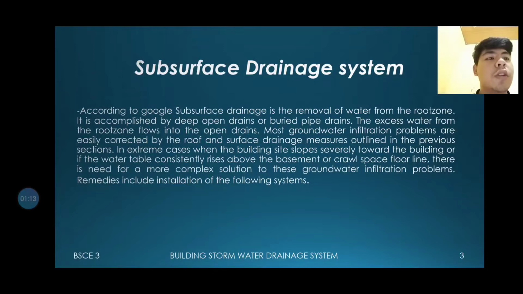Most groundwater infiltration problems are easily corrected by the roof and surface drainage measures outlined in the previous sections. In extreme cases, when the building site slopes severely toward the building, or if the water table consistently rises above the basement or crawl space floor line, there is need for a more complex solution to these groundwater infiltration problems. Remedies include the installation of the following systems.